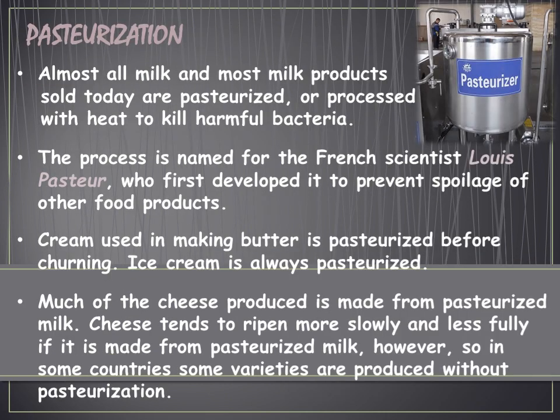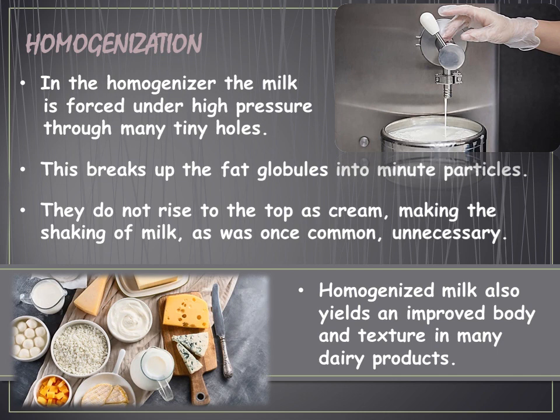Now we are coming for the second step. It is pasteurization. So it is very popular in the world right now. In milk products today, the process of pasteurization is very popular, and from this heat it will kill harmful bacteria. Then the homogenization, it is also a very important step. From this homogenization step, we break down the fat globules into minute particles. So it gives a homogenized mixture.